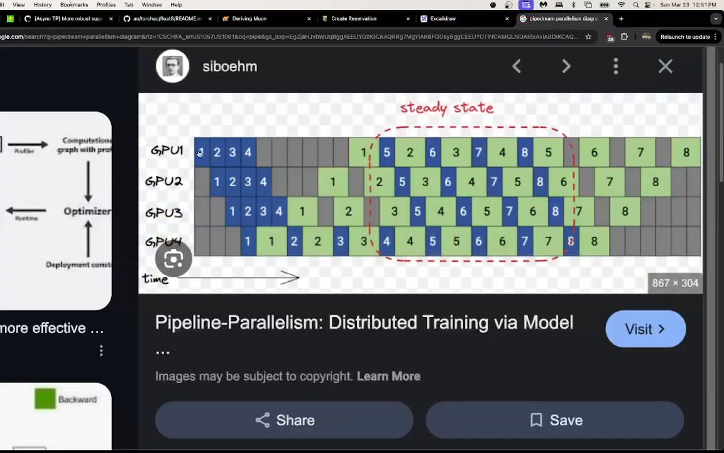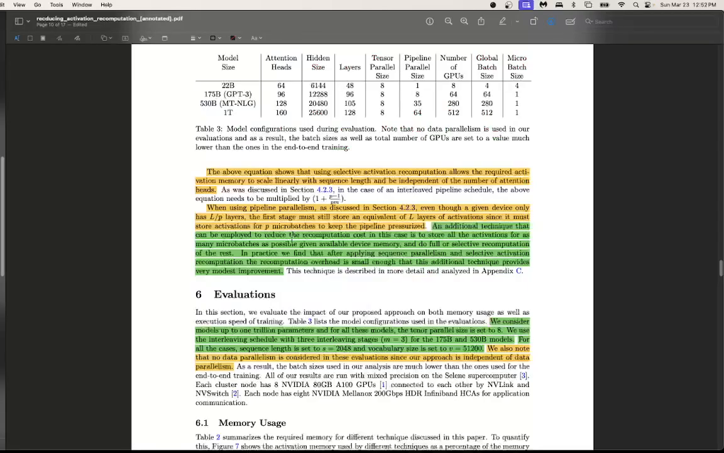And this is necessary, though, to keep the pipeline pressurized, so to speak, to keep it full. Some of these early stages have to hold more microbatch activations in order to keep the pipeline full once we reach a one forward, one backward steady state.